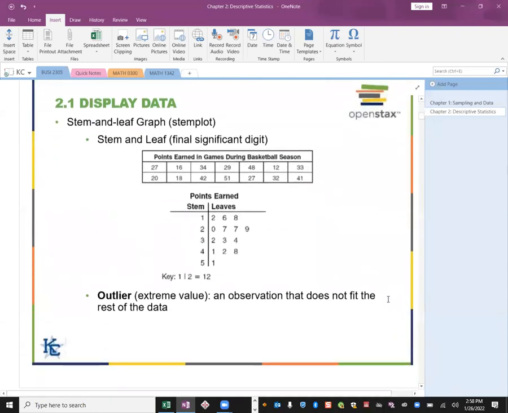One of the types of tables we use is called a stem and leaf graph or a stem plot. We like this type because it's really good for small data sets, and it also is wonderful because you can see all the individual data values. If you were given this stem and leaf plot, you would be able to know exactly what every data piece was, and stem and leaf is one of the few that allow us to have that. Outliers are observations that do not fit the rest of the data, and we will discuss outliers a little further on in our presentation.